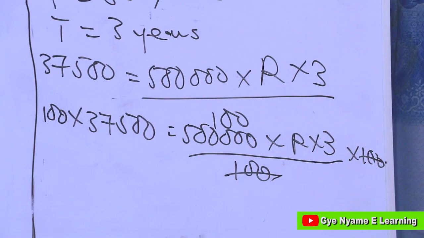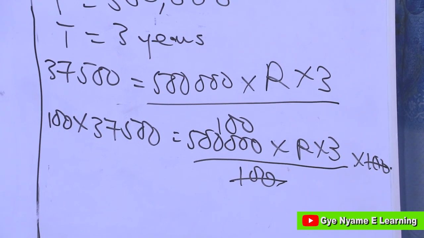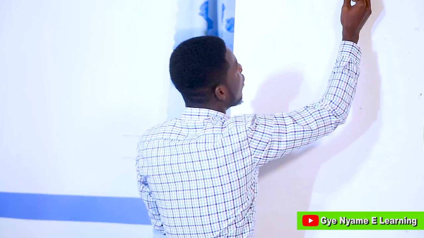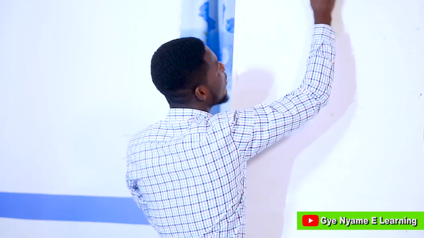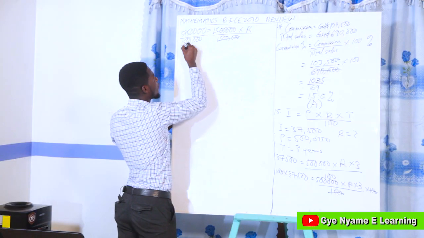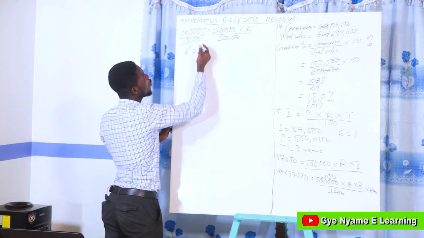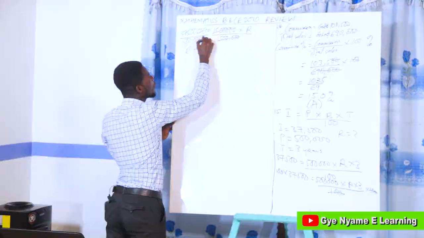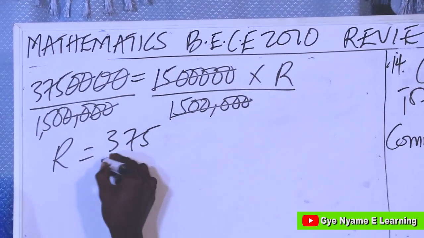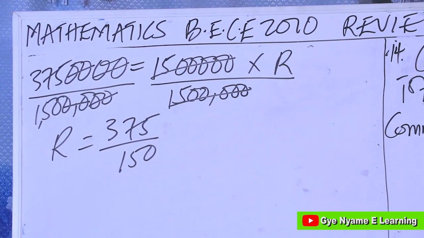Now how do we get our R? We divide both sides by the coefficient of R, which is 15. 1,500,000. Alright, so you do the same thing to the left-hand side, 1,500,000, 5 zeros. So now our rate is equal to, let's do the cancellation before, 2 zeros, 2 zeros. We have 375 divided by 150. Then we do our calculations.